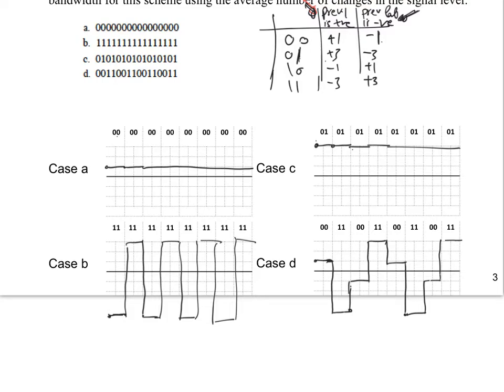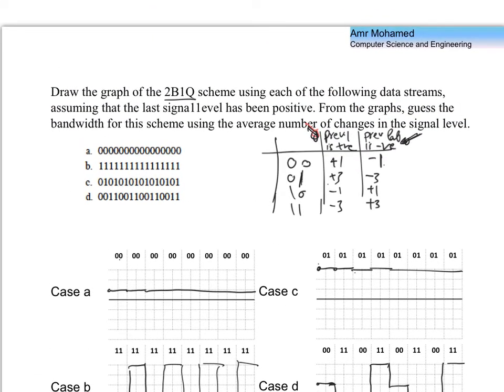So the other part of the question is tricky. It's not exactly what we have studied in class. For these graphs, guess the bandwidth for this scheme, for the 2B1Q, based on the number of changes in these signals.